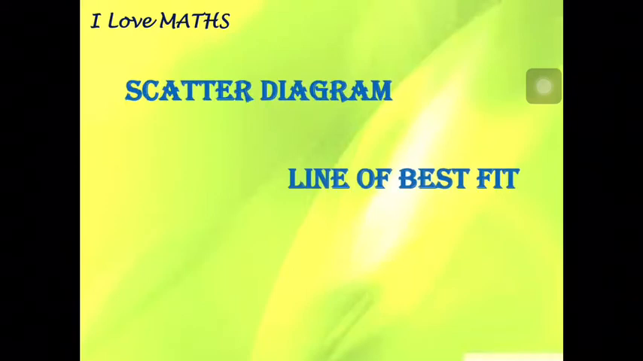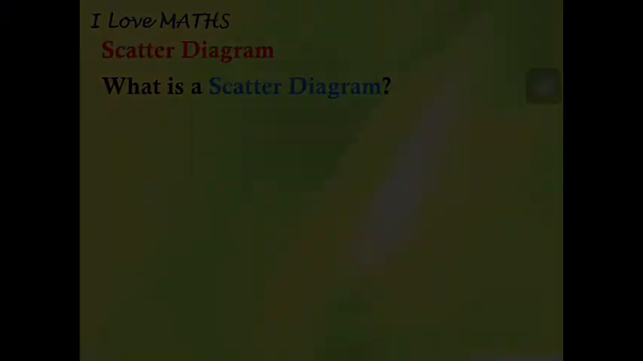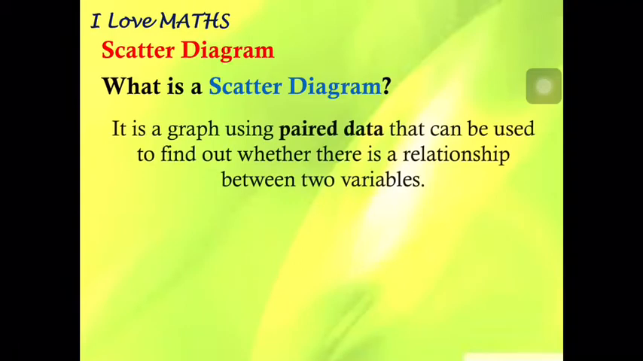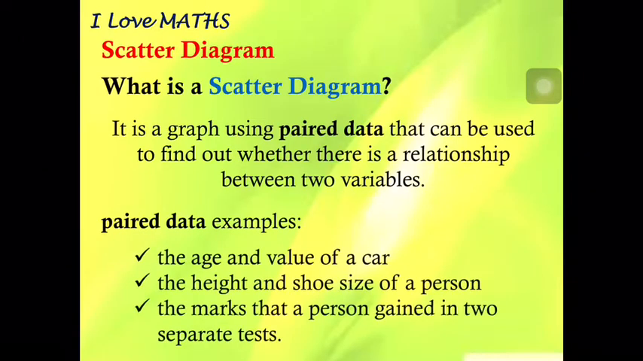The statistics concepts: the scatter diagram, the line of best fit, and the correlation. So what is a scatter diagram? It is a graph that can be used to find out whether there is a relationship between two variables. For example, the relationship between the age and the value of a car, or the relationship between the height and shoe size of a person, or the relationship between the marks that a person gained in two separate tests.